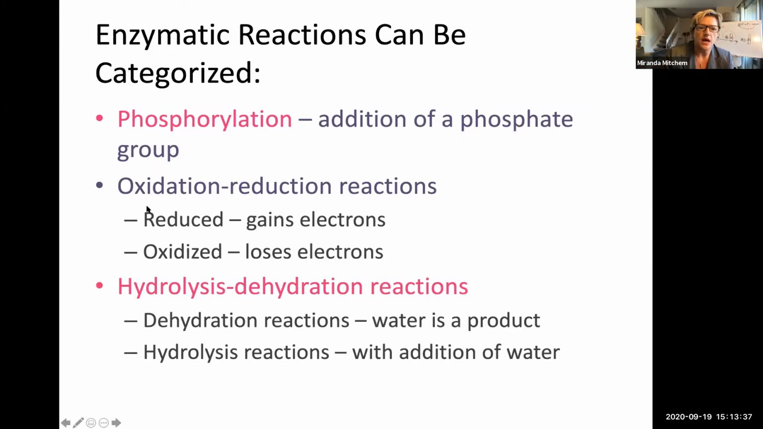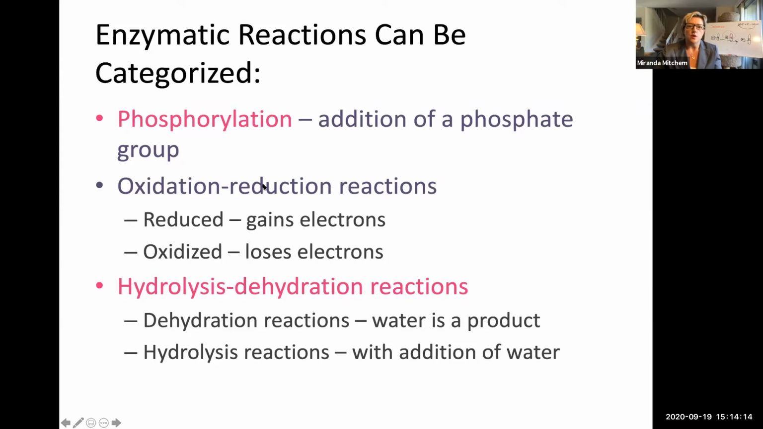Oh, I'm jumping ahead. So when we say something is reduced, oxidation is loss. Let me get my text box. Excuse me. There's an acronym we can use called OIL RIG. Oxidation is electron loss. Reduction is electron gain. OIL RIG. Oxidation is loss. Reduction is gain of electrons.